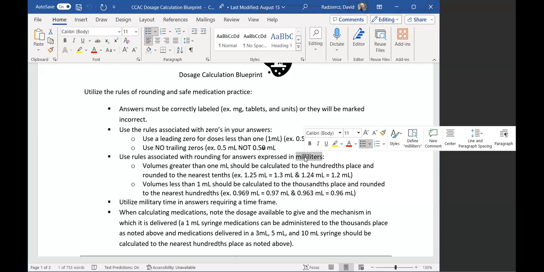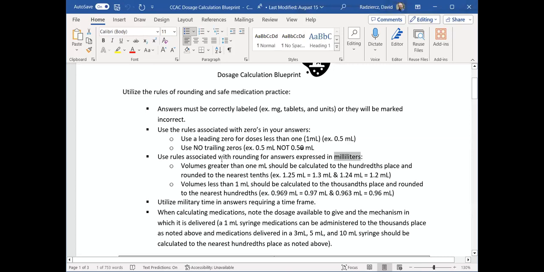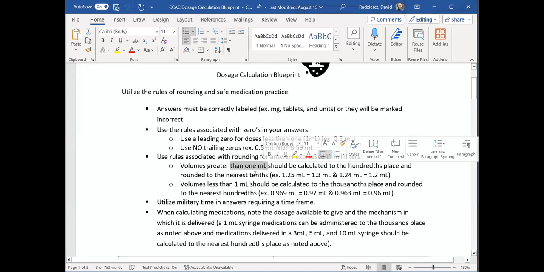All right, so let's look at some of these things. So for rounding, if you have a number, now it does say volumes, but if you have a number greater than 1 milliliter, okay, then you're going to calculate to the 100th place and then round to the nearest 10th. Now, does that mean every single volume that you calculate will have a decimal in it? No, okay, because sometimes you could just get an answer of 10 milliliters. That's it. That's your answer.